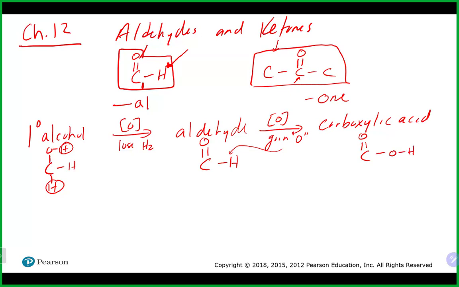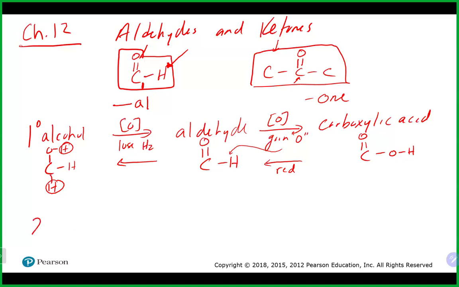So we can go all the way through there and go through oxidation reactions. By the way, we could also start at the right-hand side here and go the opposite direction, and those would be all reduction reactions. Where we could reduce down the carboxylic acid to the aldehyde, and then reduce down the aldehyde to the primary alcohol. So going in the opposite direction is the reduction part of the reaction.